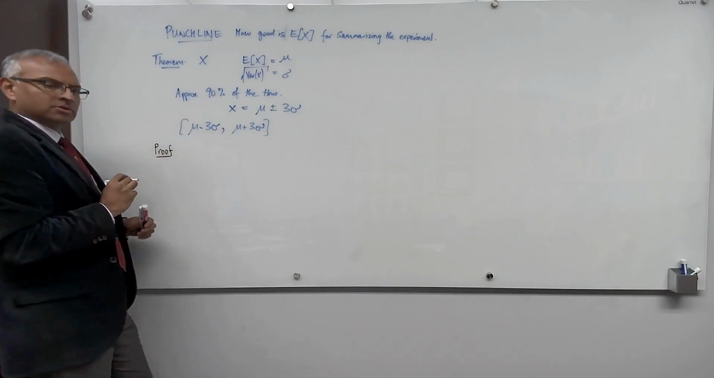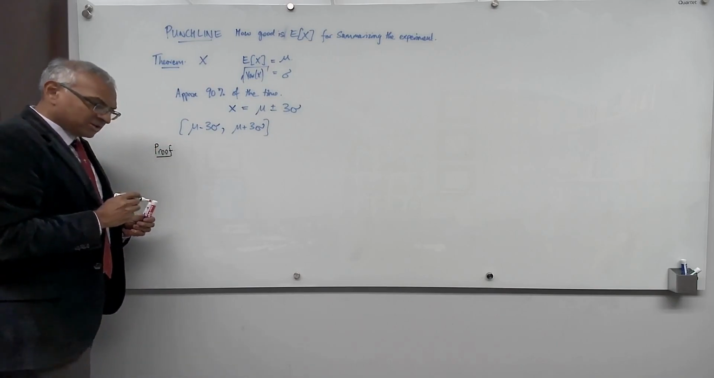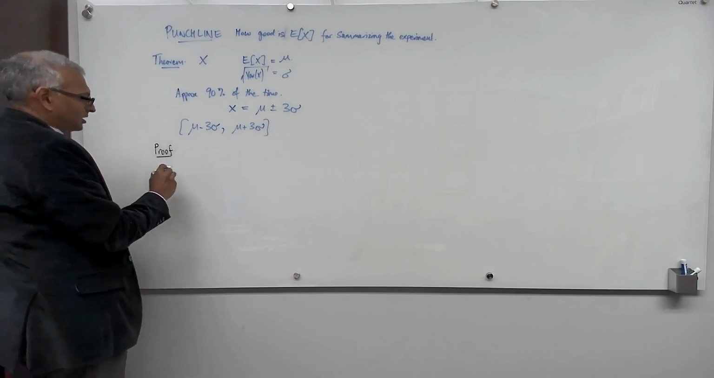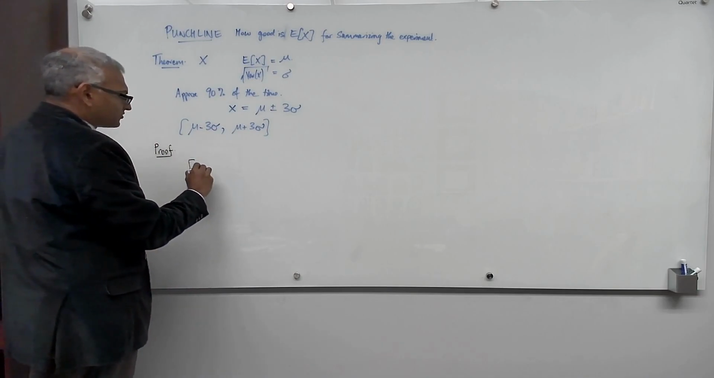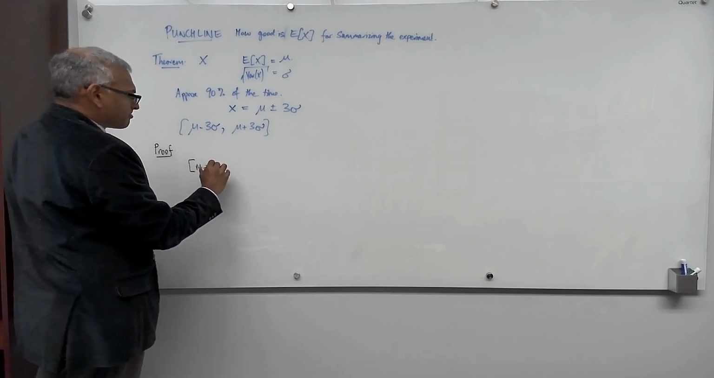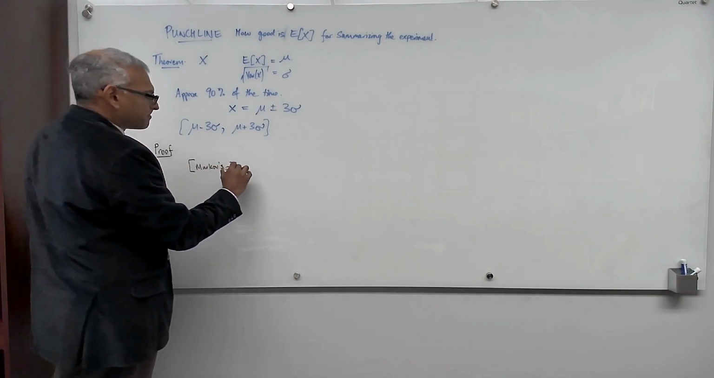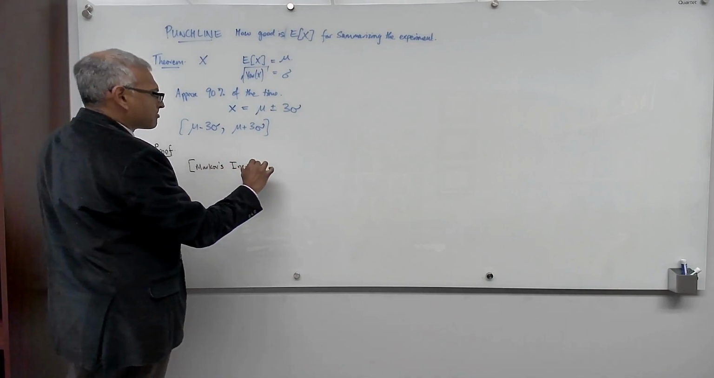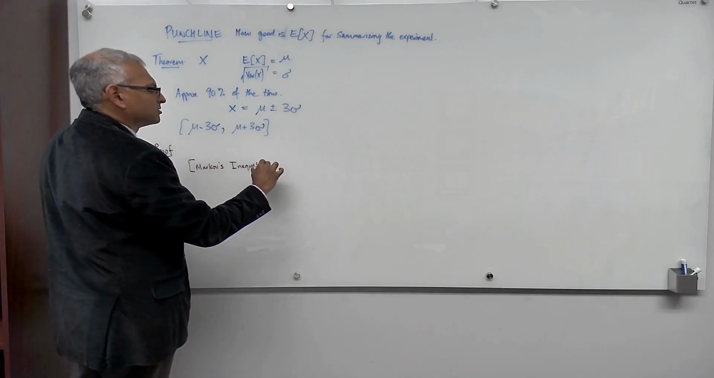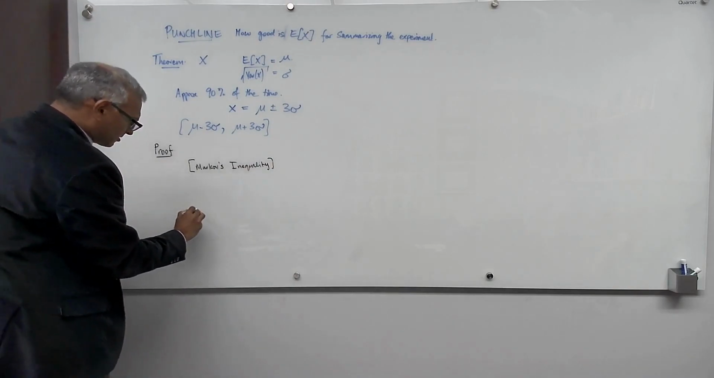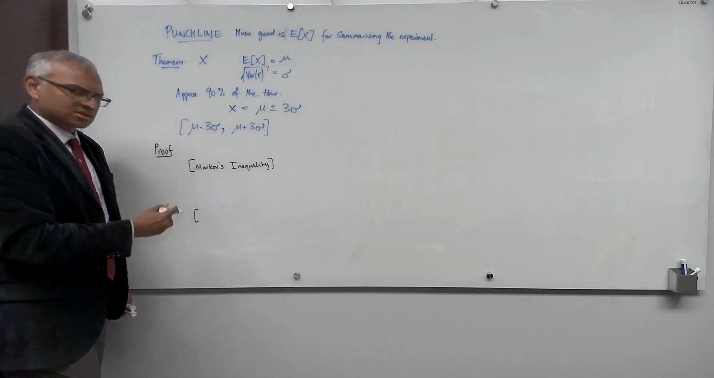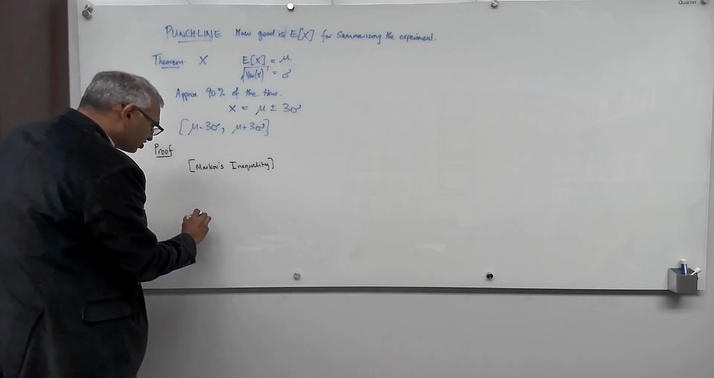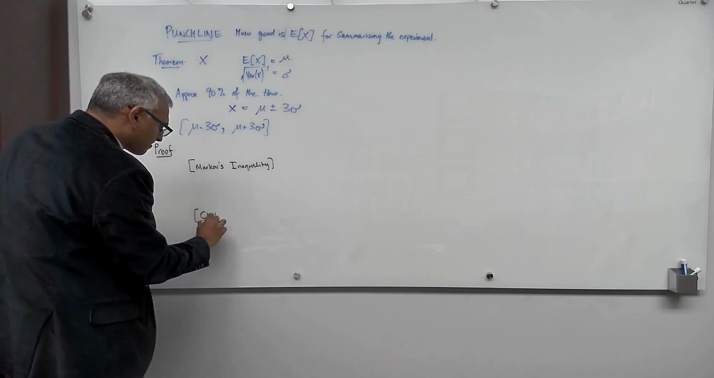Okay, so there are 2 steps. Okay, the first is sometimes called Markov's inequality. So we'll start with Markov's inequality. They're not hard. It's kind of ingenious that these guys thought of these. And then the second is what's called Chebyshev's inequality.